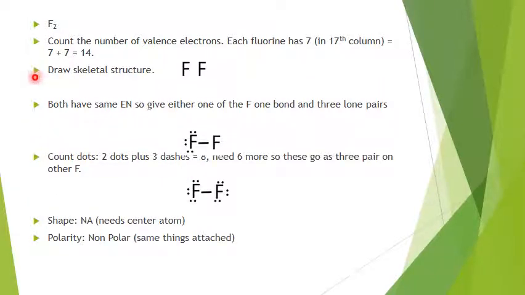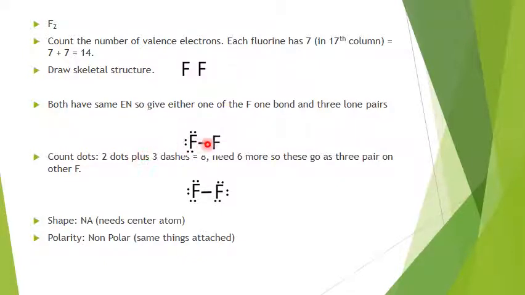Okay, F2, same kind of idea. You have 2 fluorines. Each one has 7 valence electrons. So 7 plus 7 is 14. Skeletal structure is FF. Again, it doesn't matter which fluorine you start out with. So fluorine gets 1 bond and 3 lone pairs. So I put it here. I count up the number of dashes and dots.